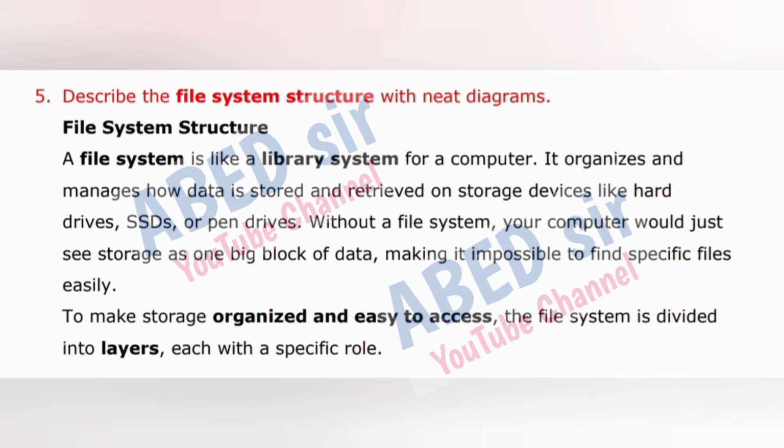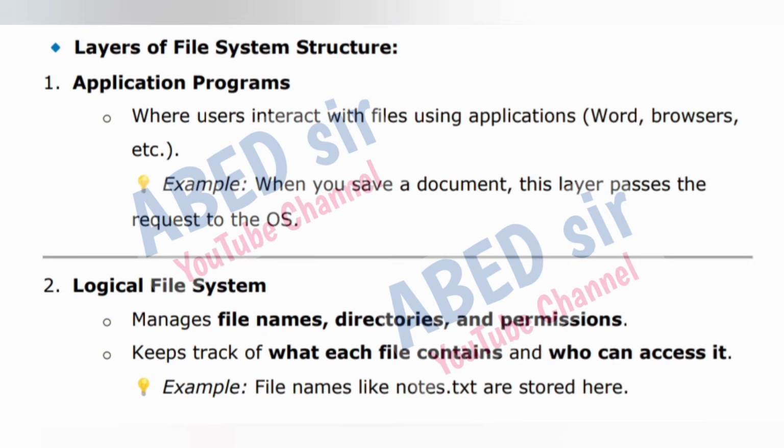Layers of file system structure. 1. Application programs, where users interact with files using applications, Word, browsers, etc. Example, when you save a document, this layer passes the request to the OS. 2. Logical file system, manages file names, directories, and permissions. Keeps track of what each file contains and who can access it. Example, file names like notes.txt are stored here.